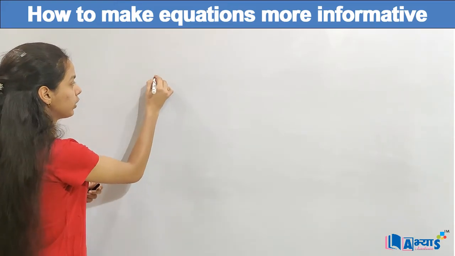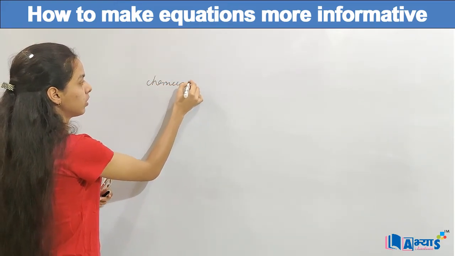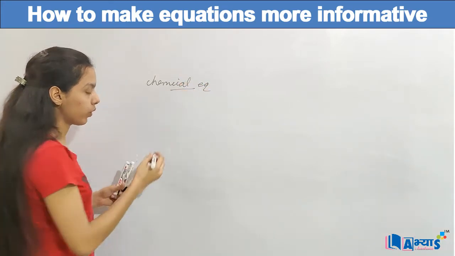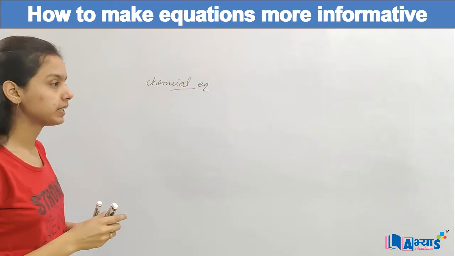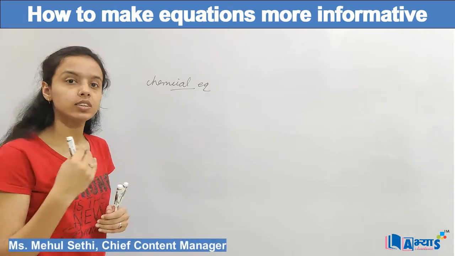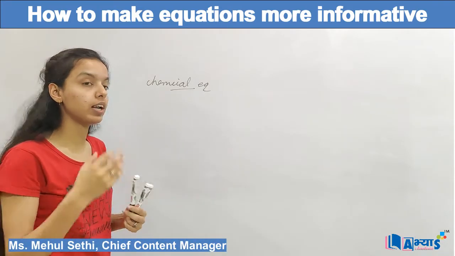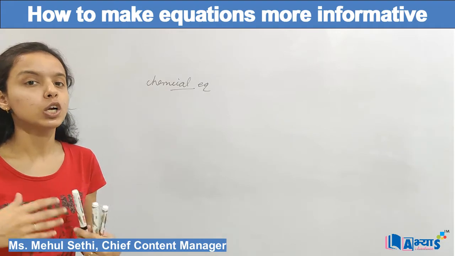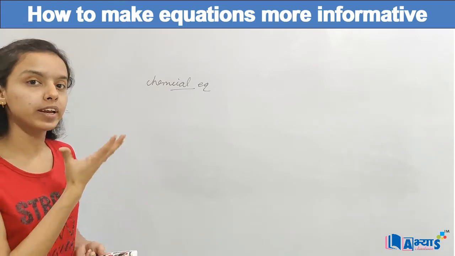How do we make a chemical equation more informative? Basically, there are three steps, or three advantages, or three procedures we must follow to make the chemical equation look more informative.